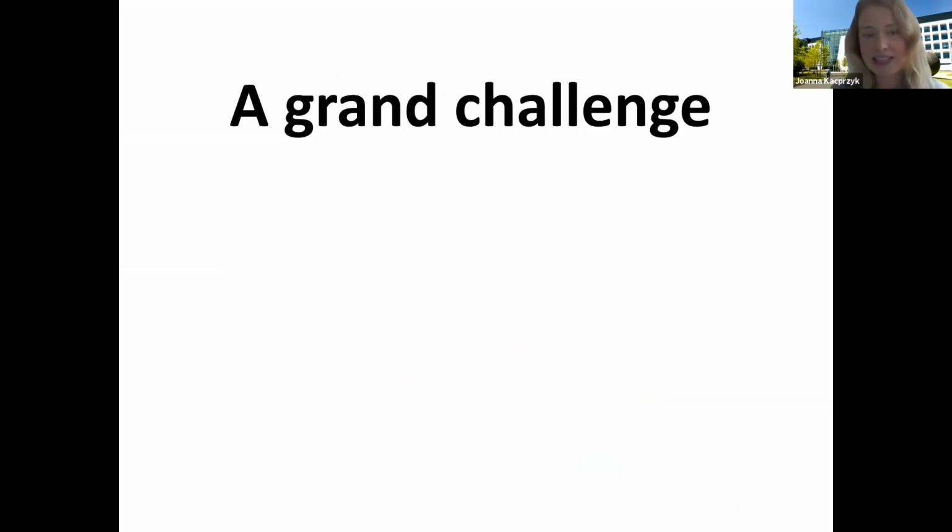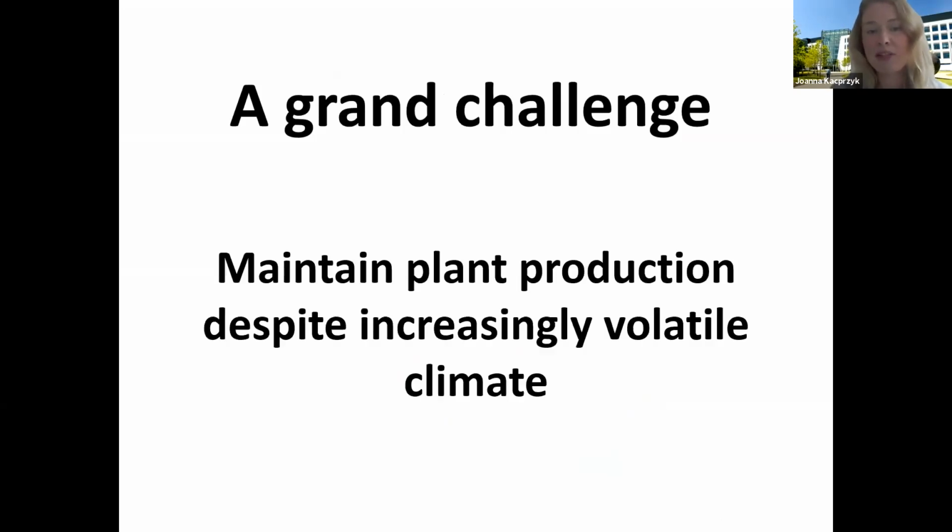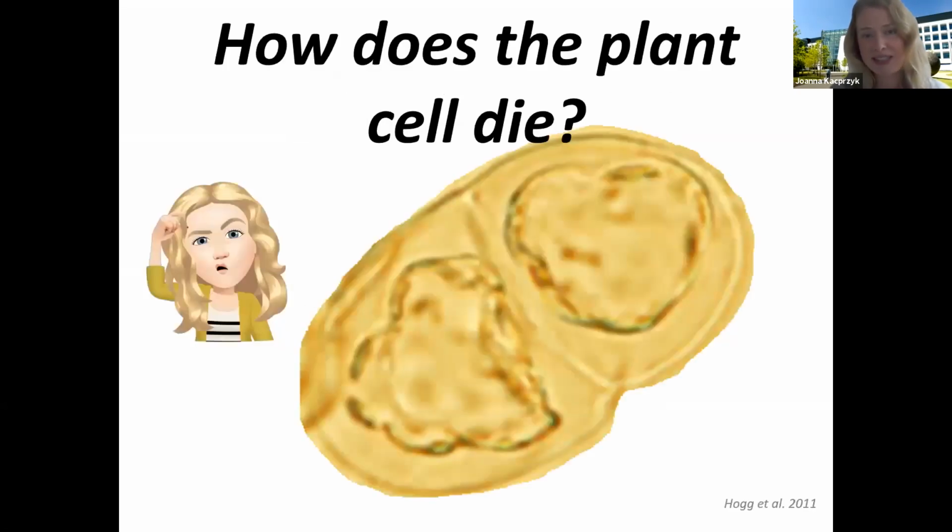This has never been as important as now, perhaps, because we're all facing a grand challenge. We all need to maintain plant production despite an increasingly volatile climate. While I believe there is no silver bullet to this solution, increasing how well we understand plant programmed cell death is, I think, a part of this solution. So how does the plant cell die? Well, we don't know yet, right?